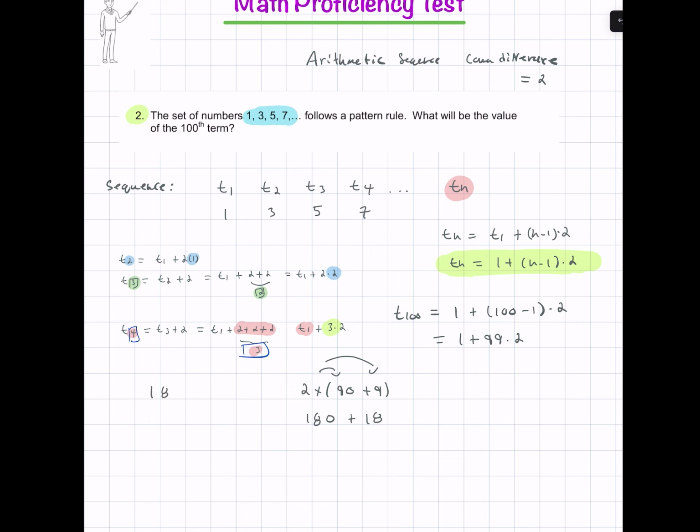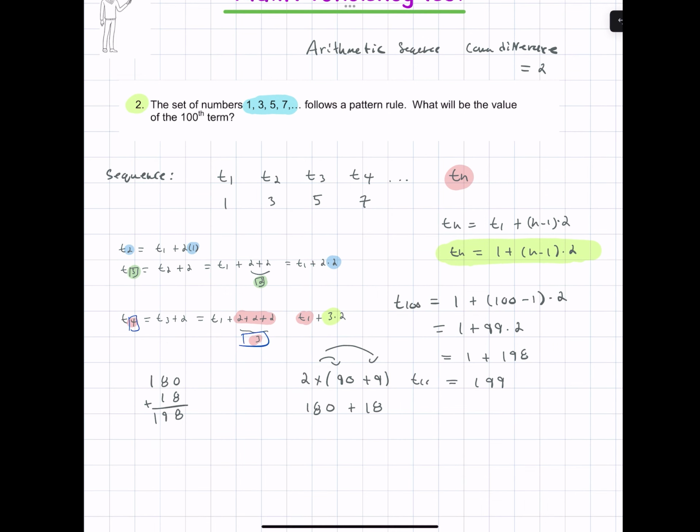And what's 180 plus 18? Well, 0 plus 8 is 8. 8 plus 1 is 9, and then a 1. So that's 198. And so this is 1 plus 198, which is, of course, 199. So we get T100 is equal to 199. And that's it.